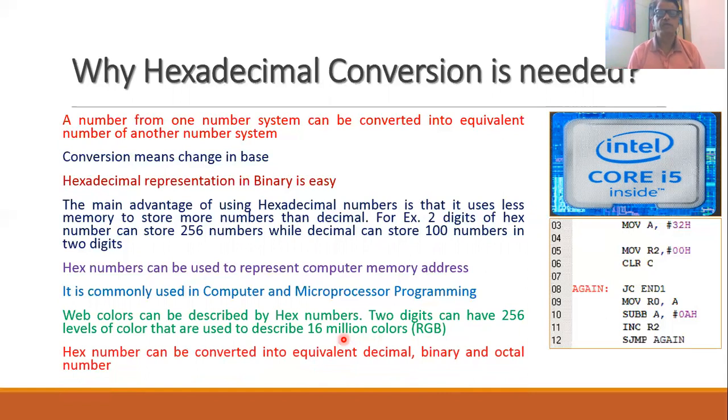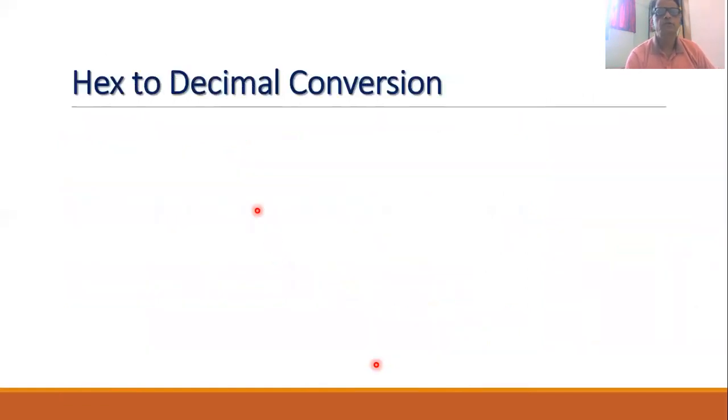They are used everywhere, and therefore it is necessary that we convert them into the equivalent decimal number, binary number, and octal number. So the first conversion that we will discuss is how to convert a hex number into its decimal equivalent.